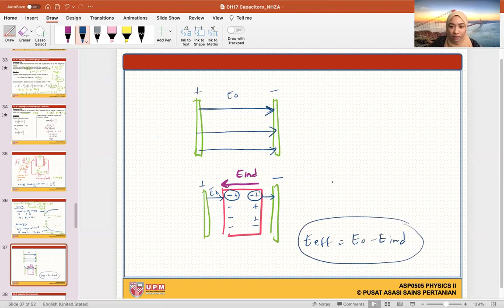When is this important? When you want to find kappa, they give you the value for E induced, they give you the value for E naught. So you have to find out what your kappa is, which is E naught over E effective. Okay, it can happen vice versa. Maybe they can ask you to explain how the dielectric, how E effective is produced. Maybe, okay, I don't know. I have not seen the questions yet, but I think this is okay.